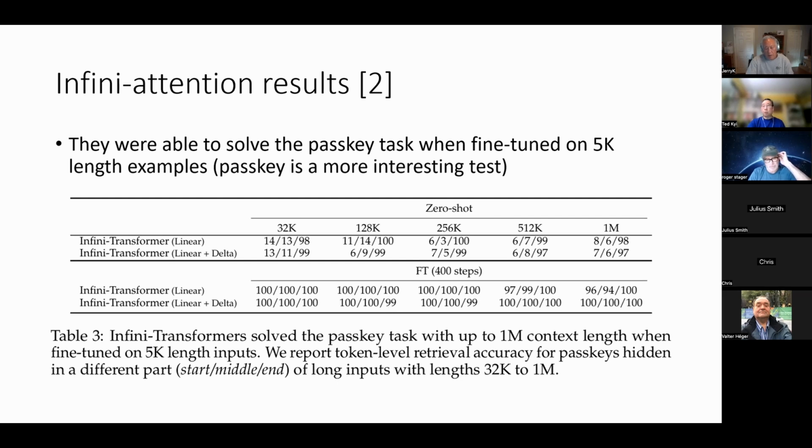Somebody else I was talking to about this commented that it might be a little bit easier for it to solve the task because you keep repeating dog, apple, banana, rose, purple. And so it might not learn to attend to the passkey. It might just learn to ignore dog and ignore apple and ignore banana. Yeah, I think that's an interesting point.